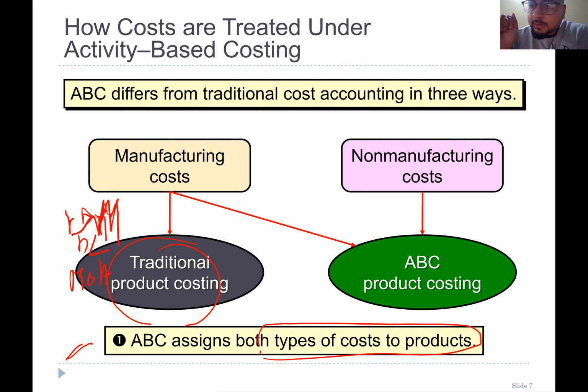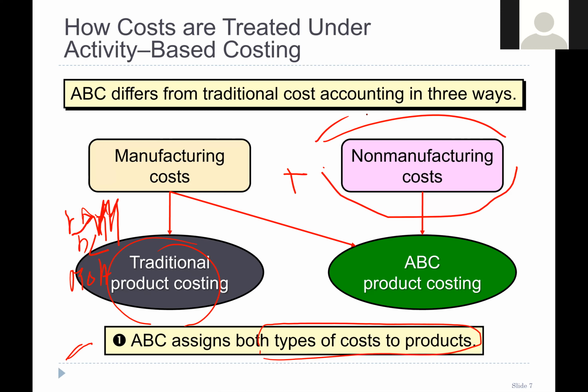But activity-based costing says no. Activity-based costing includes not only direct material, direct labor, and manufacturing overhead, but also some of the non-manufacturing costs, like some of the selling and some of the admin expenses as well, right?